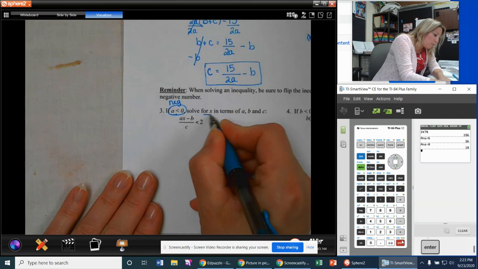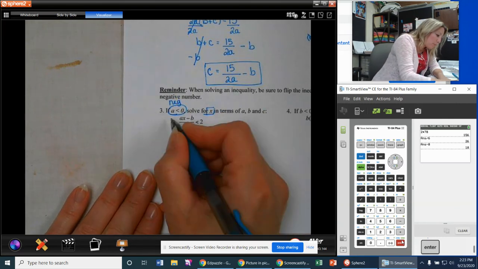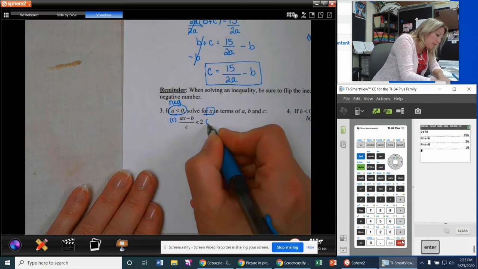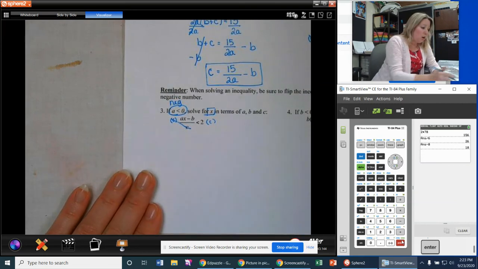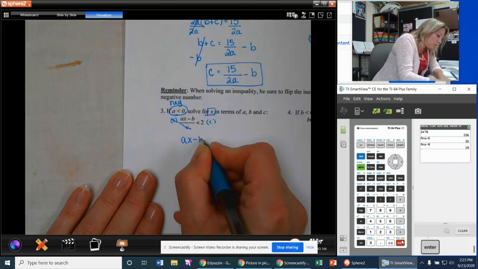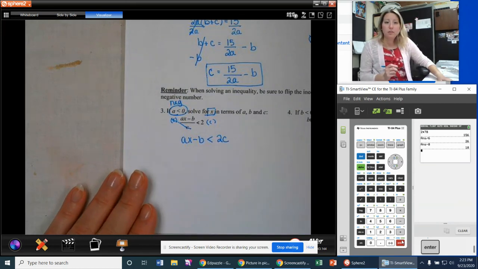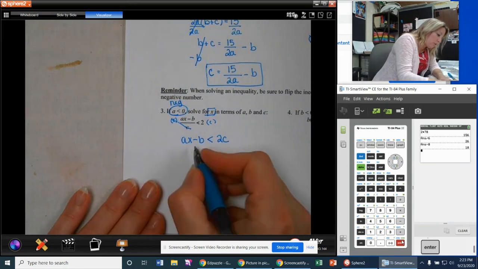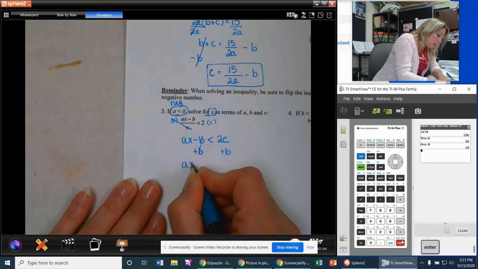Now it tells me solve for x in terms of the other variables. So get x alone. What's the opposite of dividing by c? Multiplying by c. C is not a negative number according to this problem, so I don't need to do any sign flippage by doing that. Now, of course, add b to both sides. There wouldn't be any sign flippage with adding and subtracting anyway.